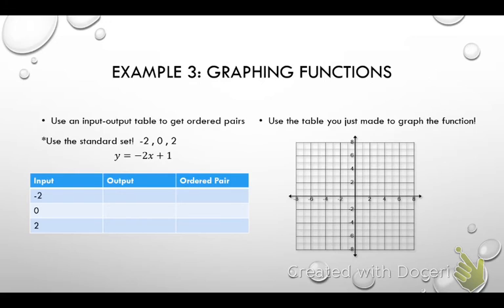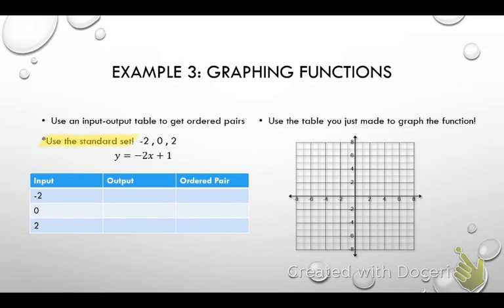Okay, example 3, where it all comes together. This is actually not new to you. In chapter 4, we graphed linear equations using a table. I know it's way back, probably October-ish that we learned this. But we graphed a linear equation using a table, and when we did that, we used what we called a standard domain set. A standard set.